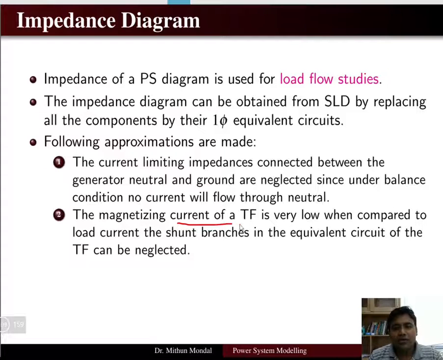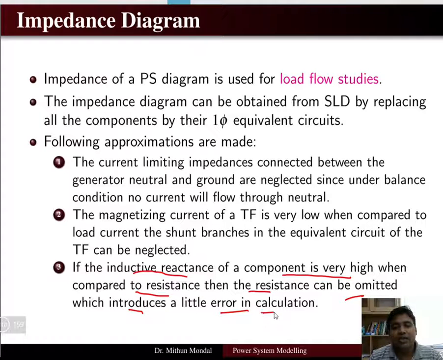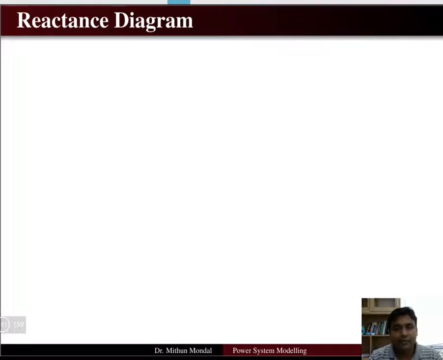So we can replace this neutral to ground system. The magnetizing current of a transformer is very low when compared to the load current, so the shunt branch in the equivalent circuit of the transformer can be neglected. As we know, the shunt branch of the transformer represents the magnetizing current, and since it is very low, we can omit the shunt branch. If the inductive reactance of a component is very high when compared to resistance, then the resistance can be omitted, which introduces a little error in calculation. That means if X is much greater than R, then the value of R can be neglected.